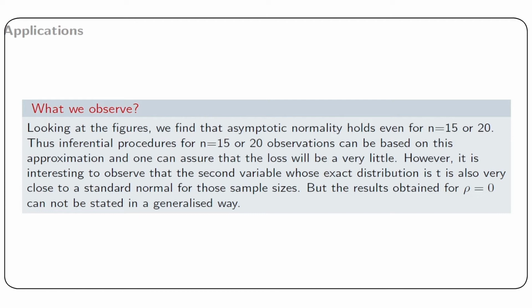However, it is interesting to observe that the second variable, whose exact distribution is t under a bivariate normal parent, is also very close to a standard normal for those sample sizes. But the results obtained for rho equal to 0 cannot be stated in a generalized way, and we may have some distributions which are different from bivariate normal, and in such a case the exact distribution of t2n is not known, and hence taking this variable is of no use.